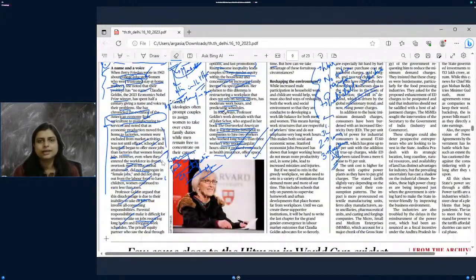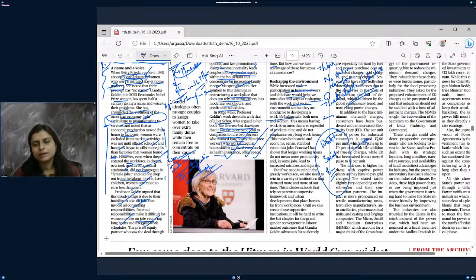Now, how should the environment be reshaped? That is, the environment of the workforce. While increased male participation in household work and childcare would help, we must also find ways of reshaping both the work and the social environment, so that they are conducive to developing a work-life balance.